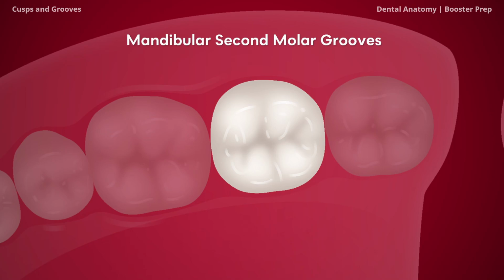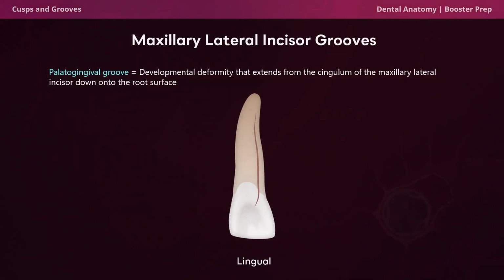Alright, now let's move on to another component of teeth, which are grooves. Grooves are simply depressions and fissures on the chewing surfaces of teeth, most commonly found on the molars. Now, there are a few distinct grooves and facts you should know, and the first one will concern the mandibular second molar, which has a buccal groove, shown here in blue, and a lingual groove, shown here in red. And all you need to know is that for this specific tooth, these 2 developmental grooves are continuations of each other.